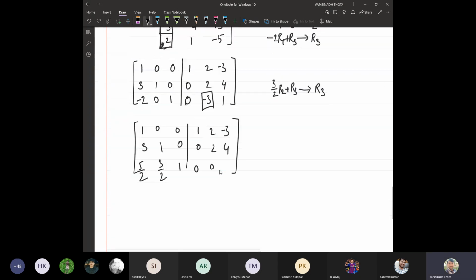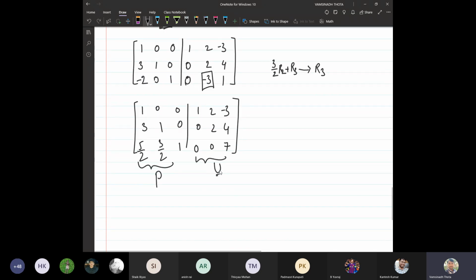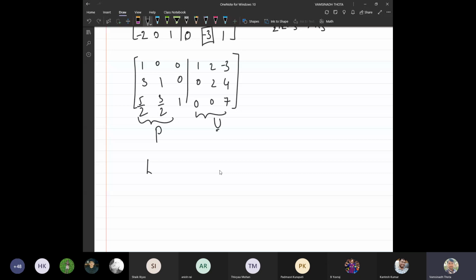Okay. Now what will happen to this 4? 3 by 2 times 4, the 2 will get cancelled. I think we will get 7. Now it is already an upper triangular matrix. So in the LU decomposition, the upper triangular matrix has already come. Now how to evaluate the lower triangular matrix? This is our P. So L is actually equal to P inverse.